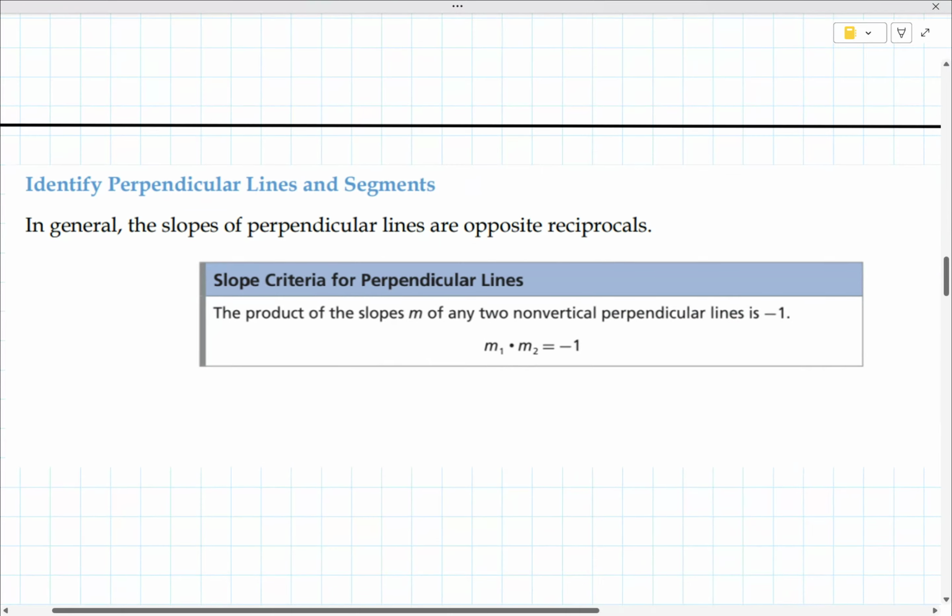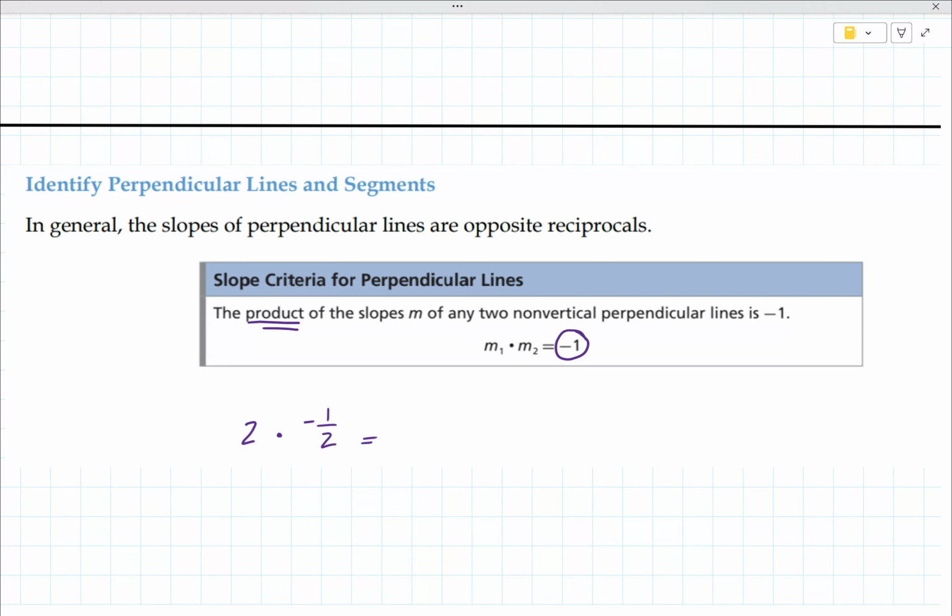So your book also gives you a different way to think about your slope if you want to check that you did this right, which is the slope criteria. That's just saying if we take the product, multiplying those two slopes, the product has to equal -1. So for example, I'll use the slopes from the picture above. One of the slopes was 2, the other slope was negative 1/2, and I multiply those, and I end up with a product of negative 1. That's confirming that our two lines are parallel, or sorry, perpendicular, not parallel. Just another way to think about it.